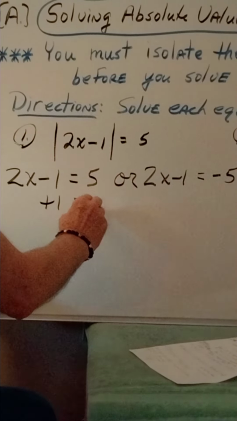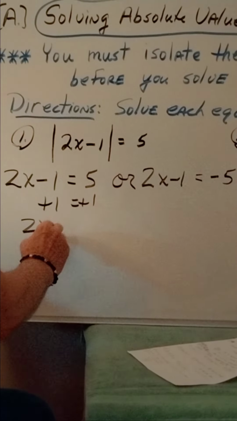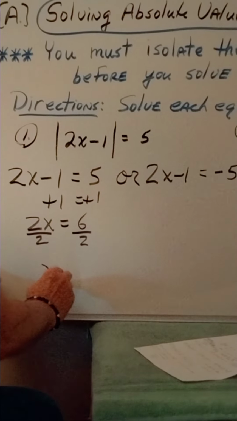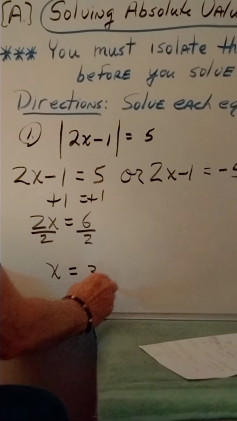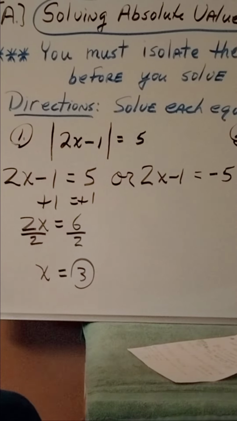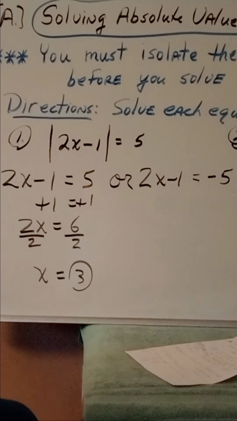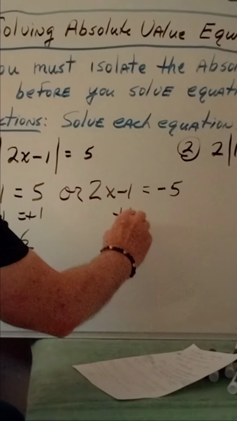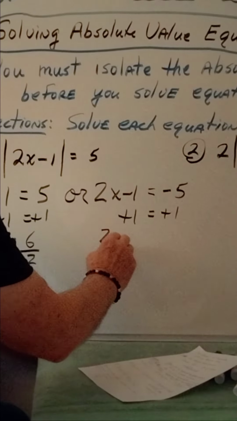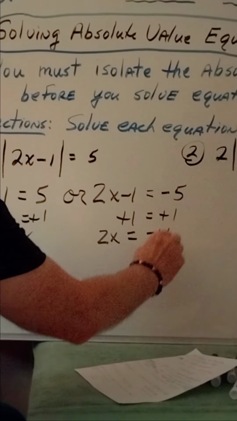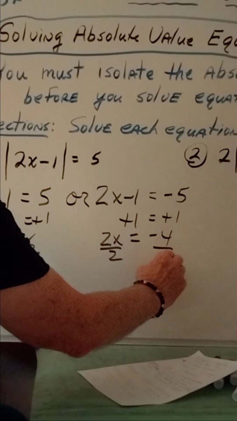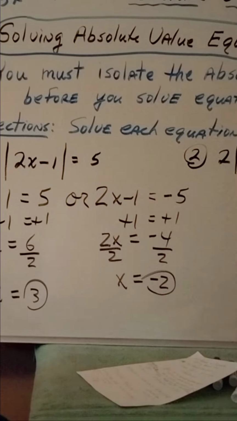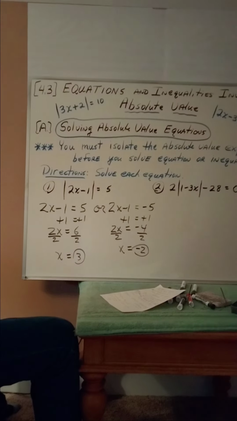Positive 1, positive 1, 2x is equal to 6, over 2, over 2, x is equal to 3. I'll circle it for the time being. There is our first solution. Over the other one. Positive 1, positive 1. 2x is equal to negative 4. Over 2, over 2, x is equal to negative 2. And there is our second value.